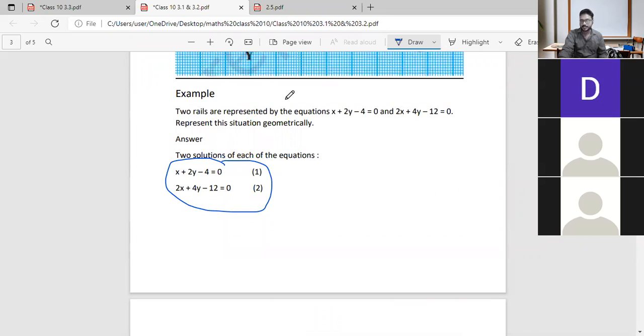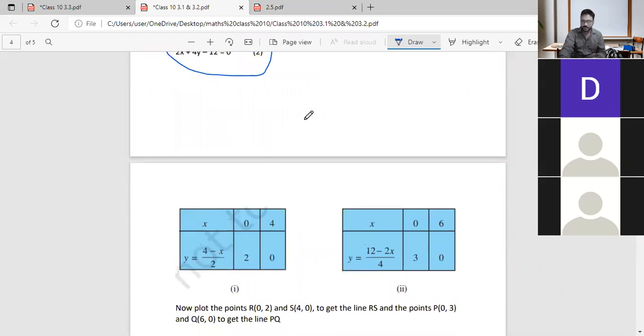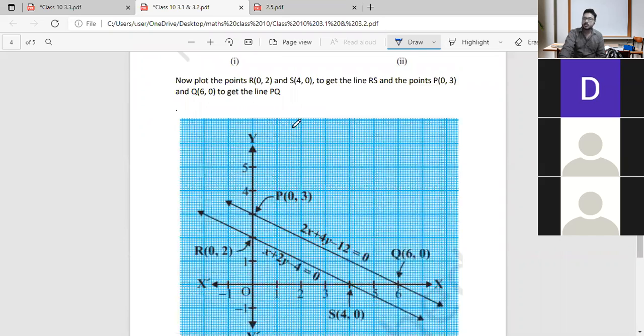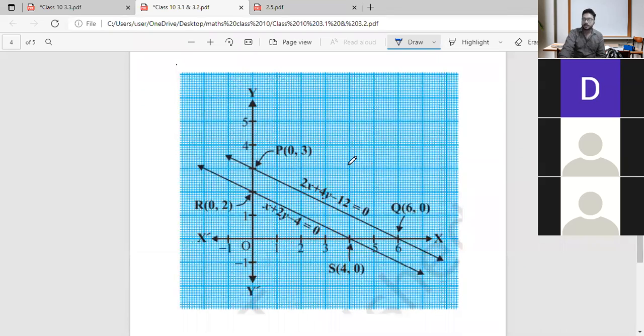How can you check? In this question, you were asked only whether these equations represent lines geometrically, that's all. But from this section onwards, you will be asked to find the solution of these two equations. So first of all, you should draw the graphs of these two equations and check whether they are intersecting. And if they are intersecting, we can clearly say they have a solution. If they are not intersecting at all, then we can say that they have no solution.